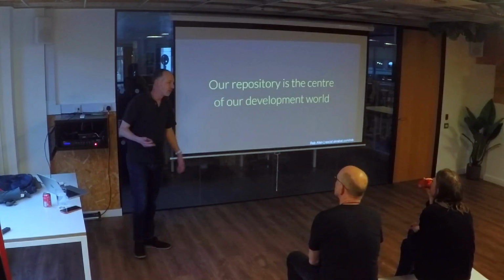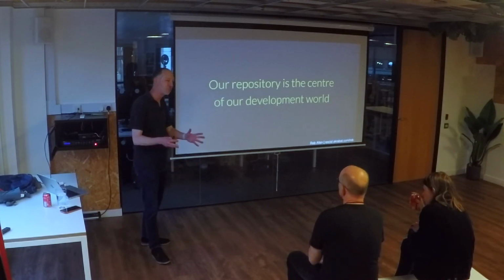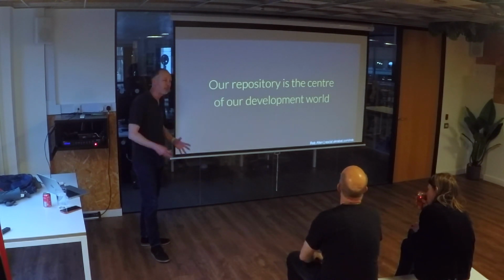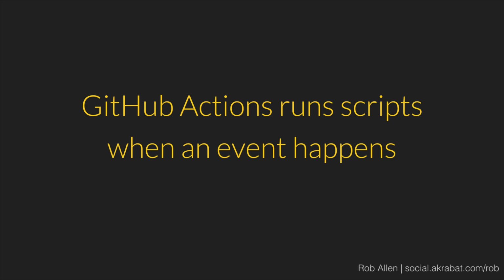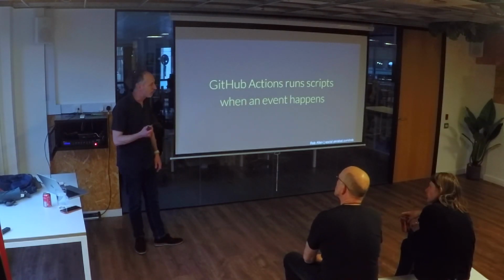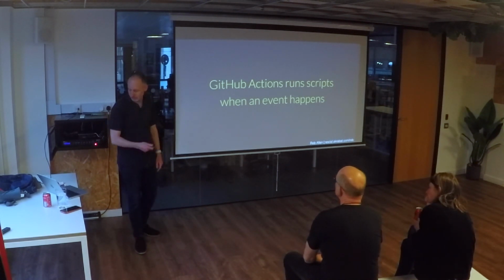In the development world, the repository is everything. That's where our source code lives. That's probably where we've got a whole load of processes around code review as well. So GitHub Actions will run scripts on that repository when an event happens. Keyword there is event.